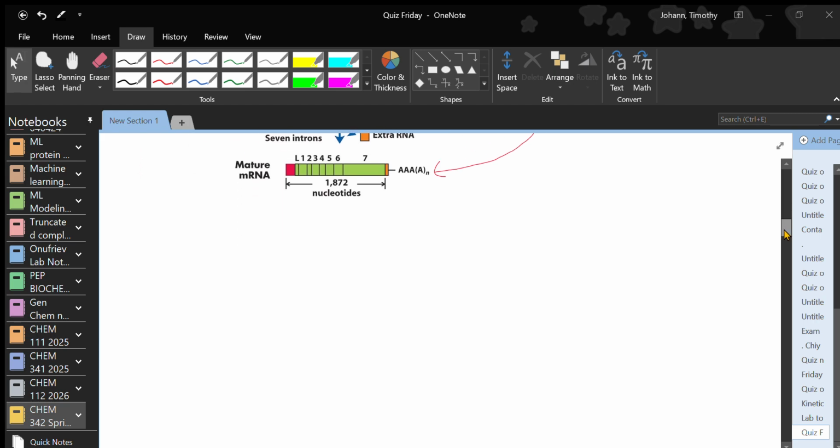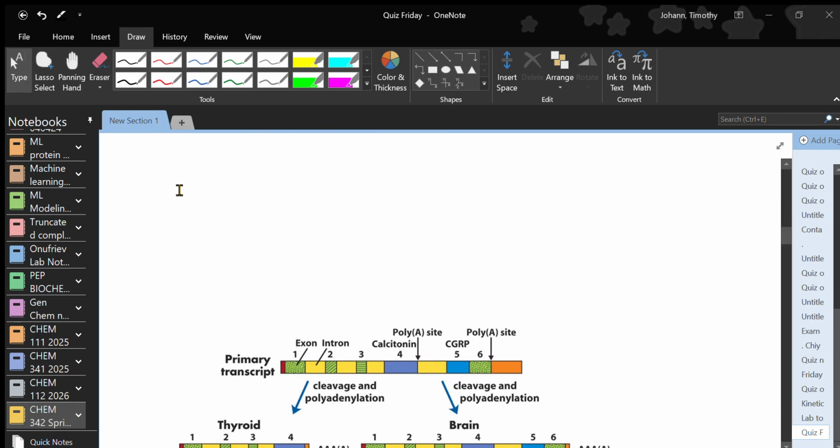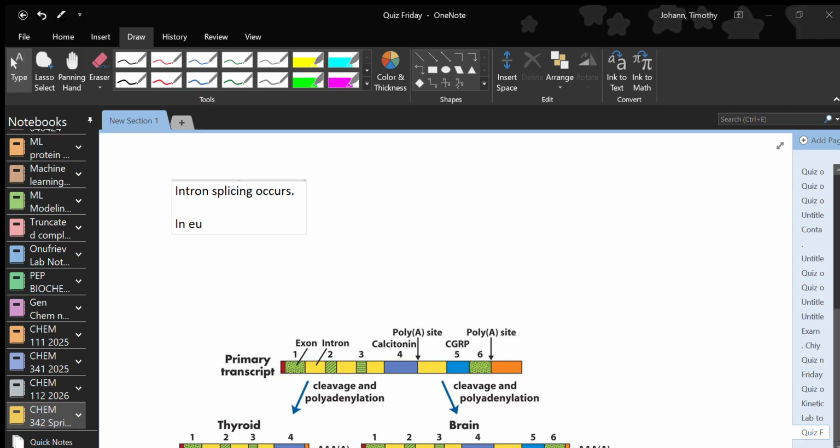Okay, then our final step here is what's called intron splicing. All right, and so in eukaryotes, there are intervening sequences in genes that don't code for anything. Let's say that don't code for proteins is probably the best way to say it.